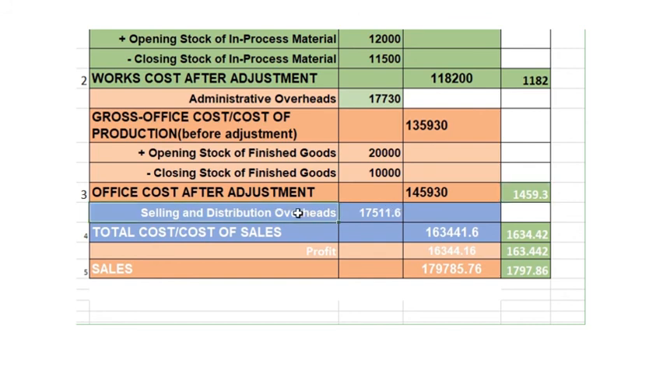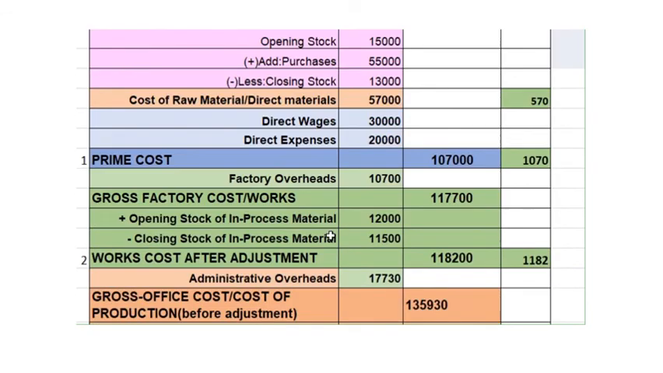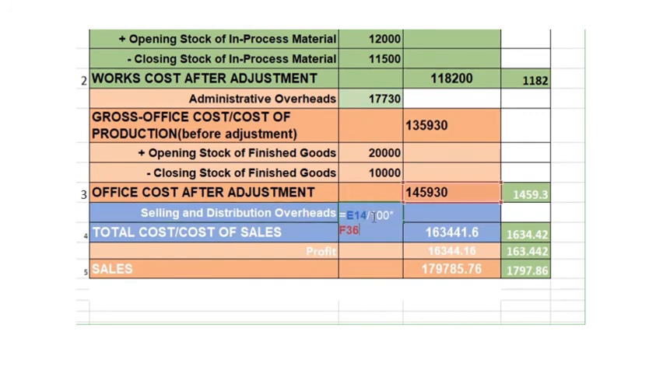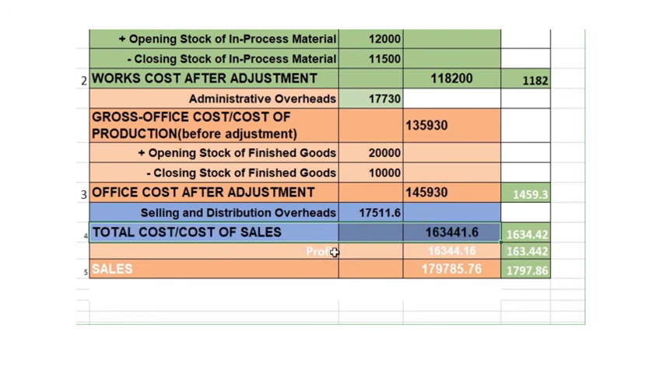So this is adjustment. Now next is cost of sales, for which you need selling and distribution overheads, which is 12% of office cost. So 12% of this office cost, you get selling and distribution overheads, which is 17,511. Selling and distribution expenses plus office cost will give you total cost or cost of sales, which is 1,63,441.